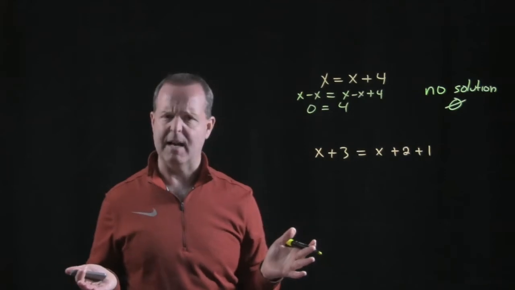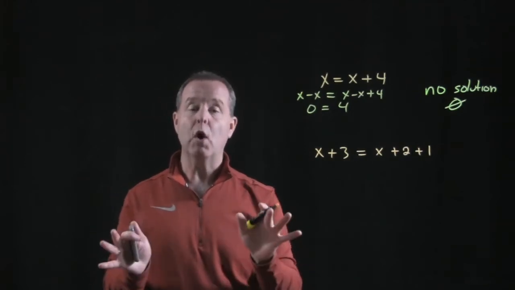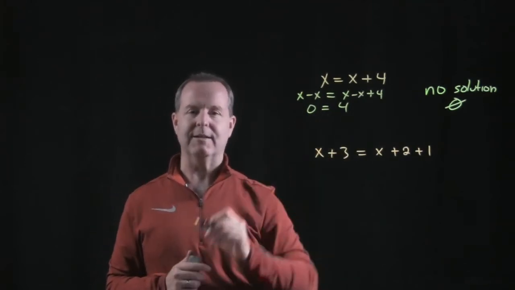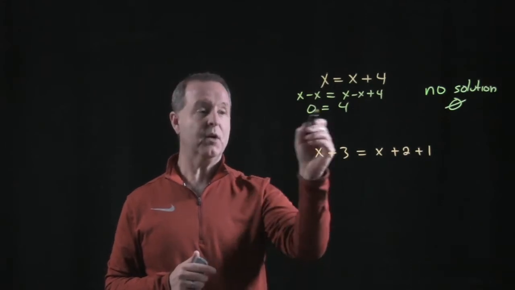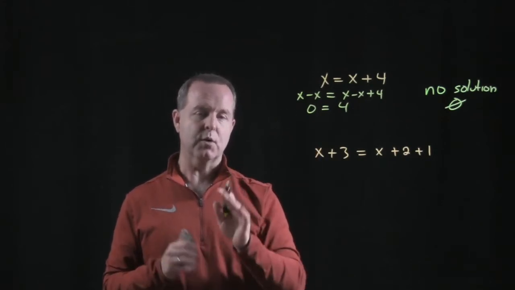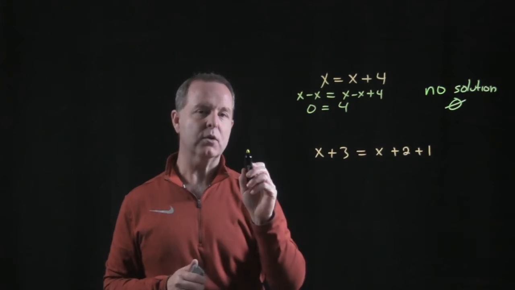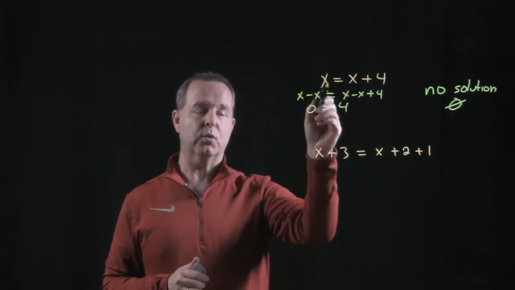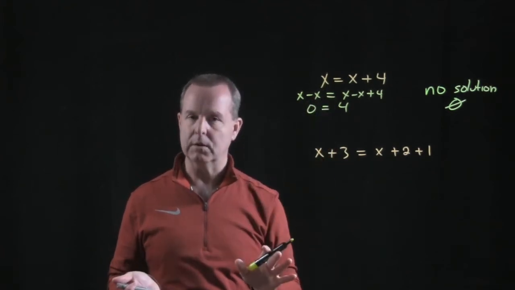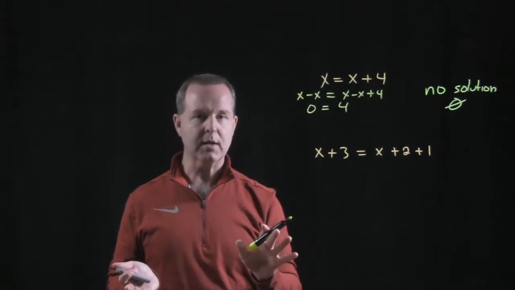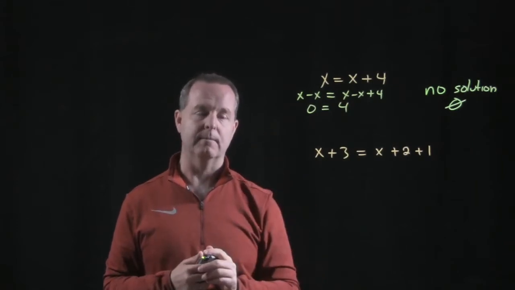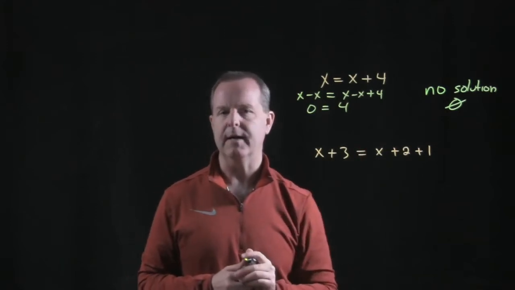I reduced. Did I make a mistake? No, no mistake. You got to a statement that's a false statement. 0 does not equal 4. So if you get to something like that, that's a clue or an indicator that your original equation has no solution. So don't keep looking for one. No solution at all. Well, what about this one right here?